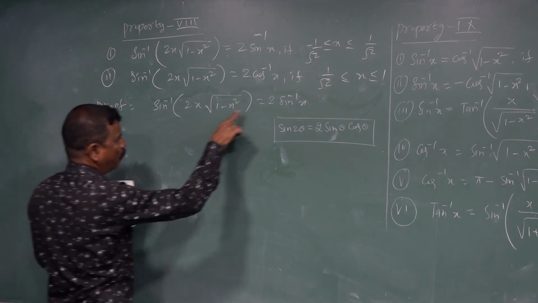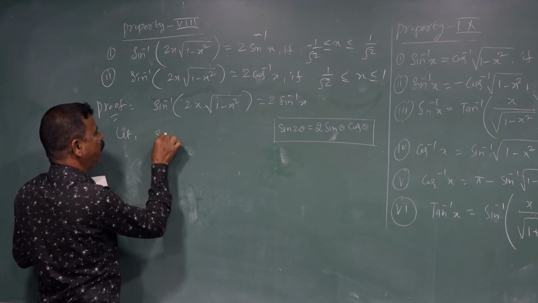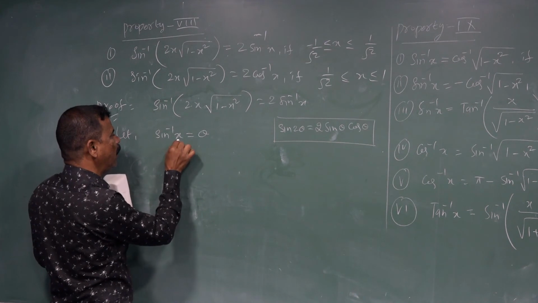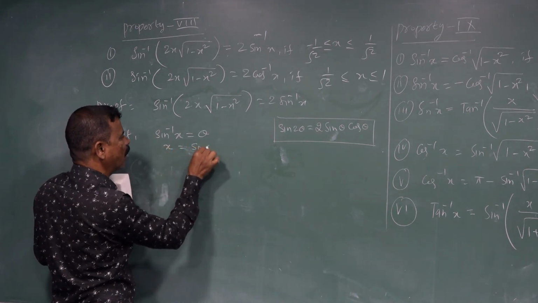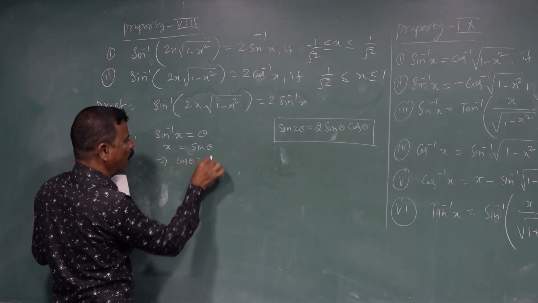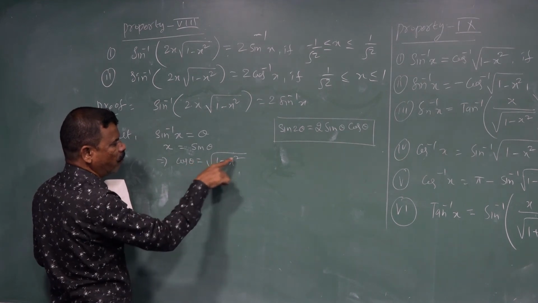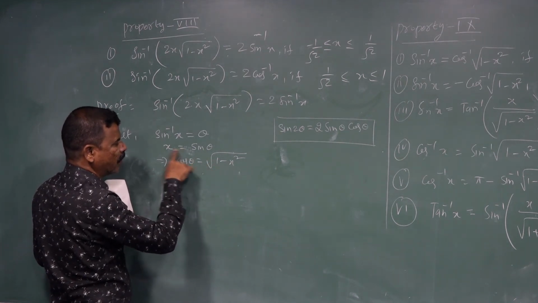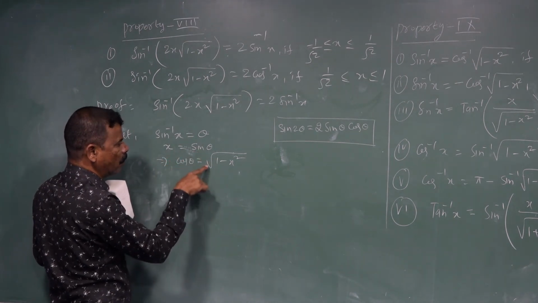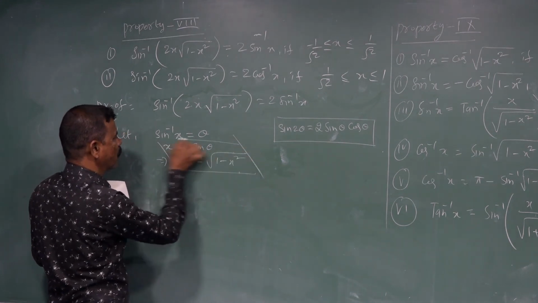Here, first one, let sin inverse x is equal to theta. Then x is equal to sin theta. Then what is cos theta? Under root of 1 minus x square. Cos theta is equal to under root of 1 minus sin square theta, and sin square is x square. So x is sin theta, and root of 1 minus x square is cos theta. These are the two values of sin and cos.